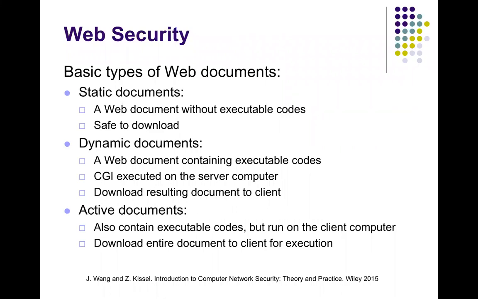In general, a web document could be classified as the following three categories. The first one is static. The second is dynamic. The third is active. The major differences from the security point of view is that static documents are safe because these documents don't have any executable codes in it, so they are safe.